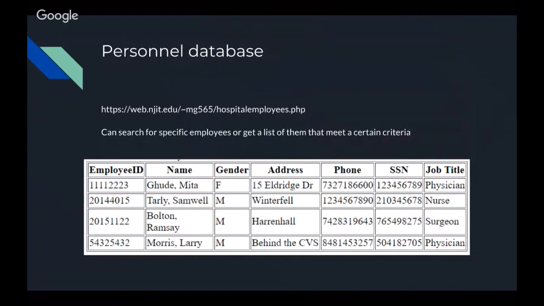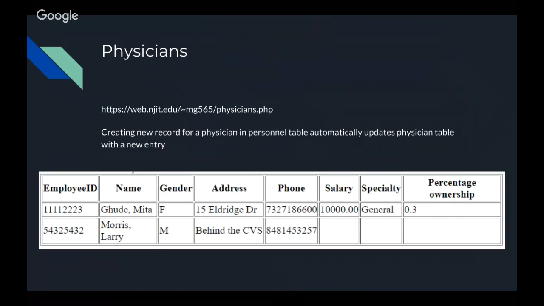Then the personnel database will allow us to search for specific employees or to get a list of them that will meet a certain criteria. The physician database in the personnel table will automatically update when the personnel table is updated with a new entry. So as you can see, you can create a personnel entry just as itself, or you can create a personnel entry for a physician, a nurse, or a support staff member.